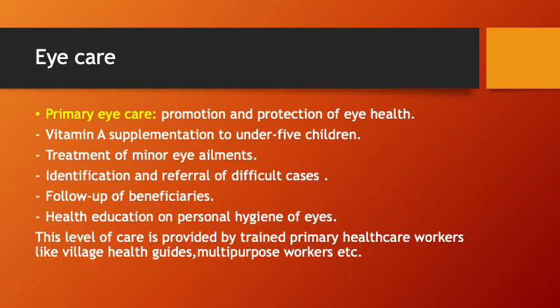In primary eye care, stress is laid on the promotion and protection of eye health, and interventions include vitamin A supplementation to the under 5 children, treatment of minor eye ailments like conjunctivitis, identification and referral of difficult cases, for example, corneal ulcers. Then there is follow-up of beneficiaries and health education on personal hygiene of eyes. This level of care is provided by trained primary healthcare workers like village health guides and multipurpose workers.